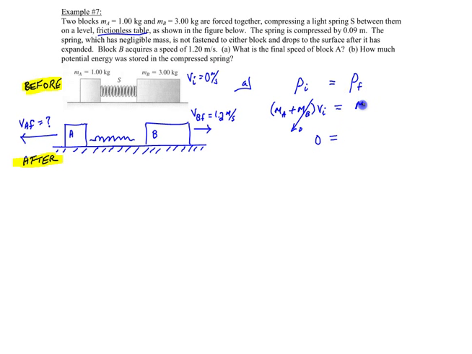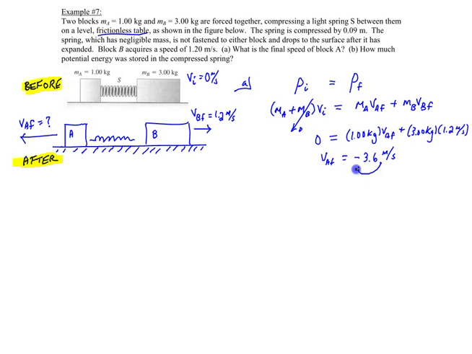So we have the momentum of A, mass A, velocity A final, plus the momentum of B, mass B, velocity B final. And we can substitute our numbers in here. We have mass A was 1 kilogram times velocity A final, and we have mass B, which is 3 kilograms, times the velocity that it leaves at, which is 1.2 meters per second. Okay, so then go ahead and put that in your calculator, and you should get velocity A final will be negative 3.6 meters per second.